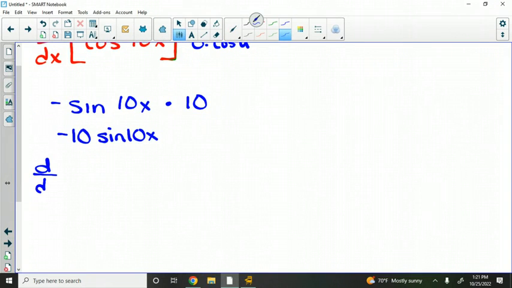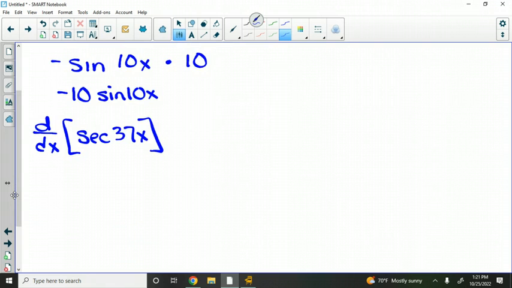Okay, I'm going to do one very similar, but I'm going to change the trig. I'm going to make it the secant of 37x. Okay, so for this one, again, it's kind of easy to pick out your inner. If you think where the parentheses would be, the inner is 37x. The outer is the secant of u. Now you can remember or look back in your notes. But what is the derivative of secant?